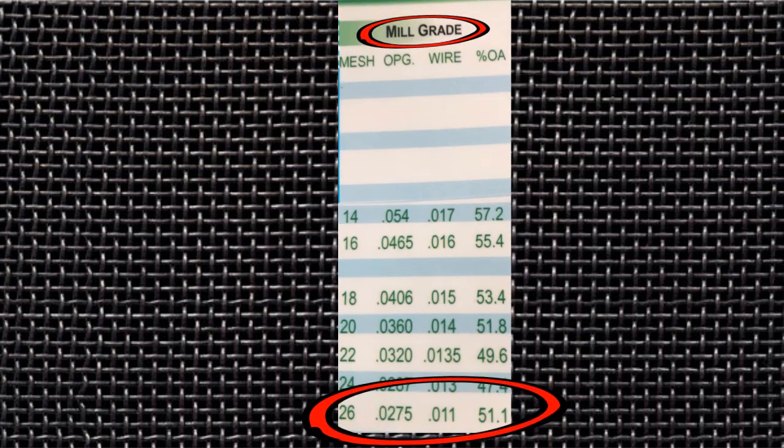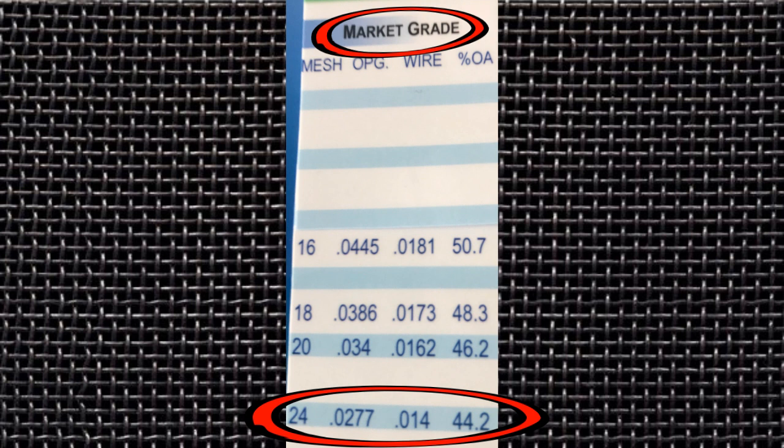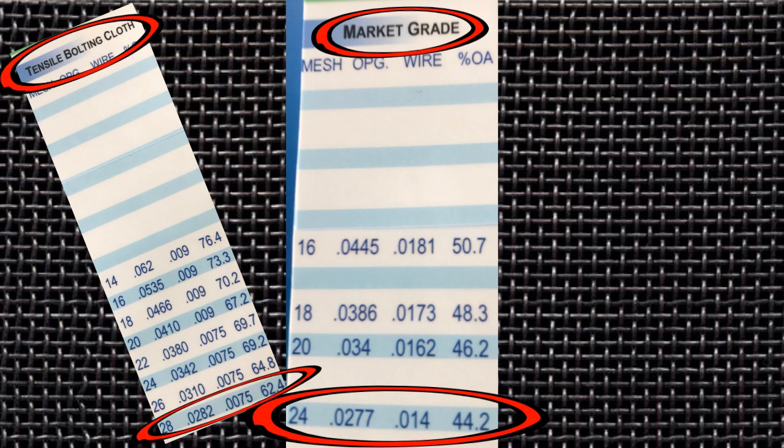Going down the mill grade column, we see an opening of 0.0275, which is a 26 mesh 0.011 wire with a 51.1% open area. If you want to increase the wire thickness to ensure even longer life, you would move into the market grade family. Scanning the opening column, we see opening 0.0277 corresponds with 24 mesh, the wire diameter of 0.014. The percent of open area is 44.2.